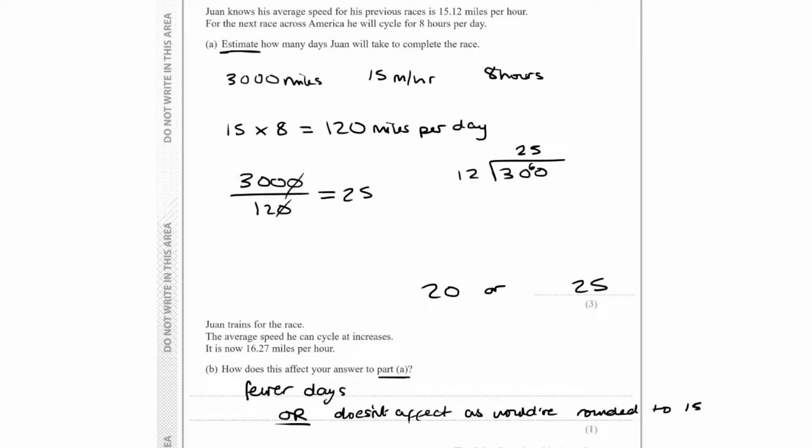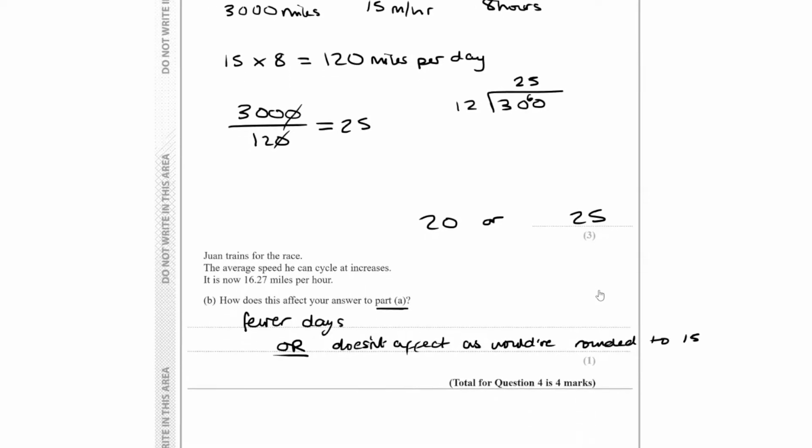Or it doesn't affect the answer because I would still round 16.27 down to 15. Or if you rounded it up to 20, then yeah. No, it's not about an underestimate or overestimate. Sometimes that is the question, isn't it? Is your answer an underestimate or an overestimate? Sometimes that's the part B. In this particular question, it's not the part B, but sometimes it is. So you don't need to talk about that, I don't think. Sometimes they give examples of not accepted answers. They haven't in this case. They've just said what they would accept.